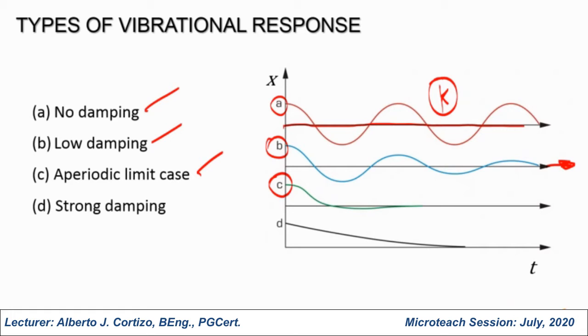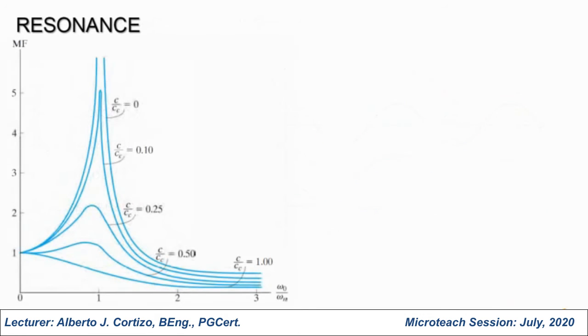And we have D, which represents the strongest case for damping, and in many cases we don't have any K affecting the system, so this damping parameter is too high, and it basically absorbs all the energy applied to the system. But when we are dealing with forced vibrations, we have to care about resonance.